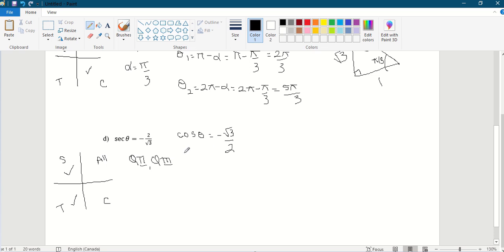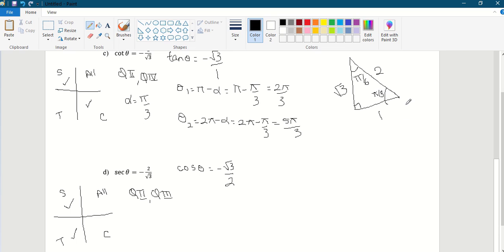Now for finding reference angle, we can use the same triangle as previous one. It's the same triangle because it has root 3 and 2 in it, and cos is adjacent over hypotenuse. So from here, adjacent is 1, hypotenuse is 2, so it's 1 over 2. But that's not what we want, so we have to switch angles. So from this angle, adjacent is root 3, hypotenuse is 2. Notice we are not getting negative because negative is already taken care by which quadrants. We don't care about negative yet.